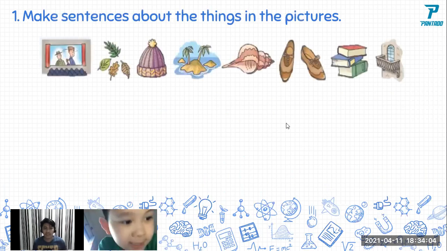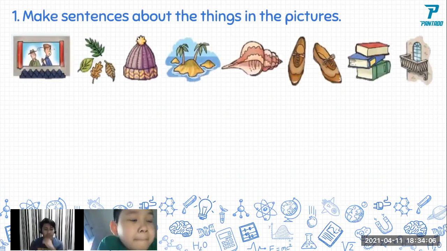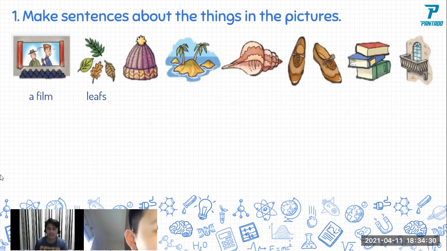Okay, make sentences about the things in the picture. For number one, it's a film. Can you make a sentence using the word film? We go to the cinema to see a film. Okay, very good. Next, number two, leaves, not leaf, leaves. There's many leaves in the tree.